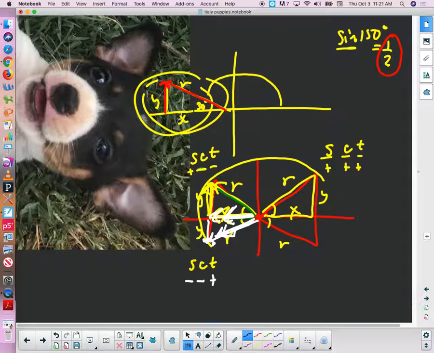Tangent ends up being what in the third quadrant? You have a negative and a negative. Okay? In the fourth quadrant, sine is y over r. You'll get a negative. Cosine is x over r. And tangent is y over x, or opposite over adjacent, negative.